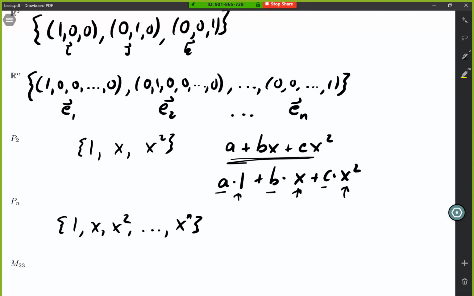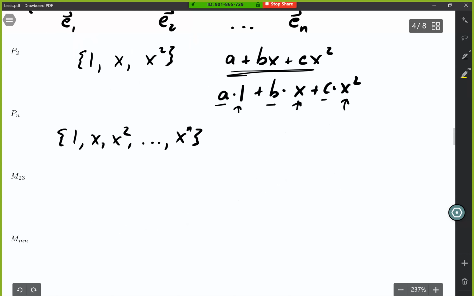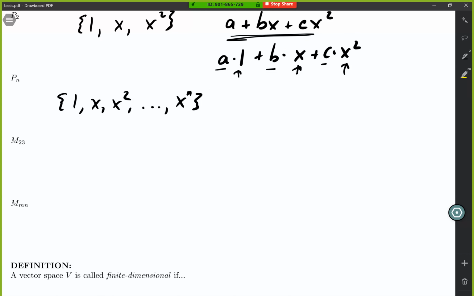All right, because think about how you would make an nth degree polynomial. I need a constant term, I need an x term, I need an x squared term, an x cubed term, all the way up to an x to the nth term. So that would be the standard basis for Pn. All right. So let's think about matrix spaces.